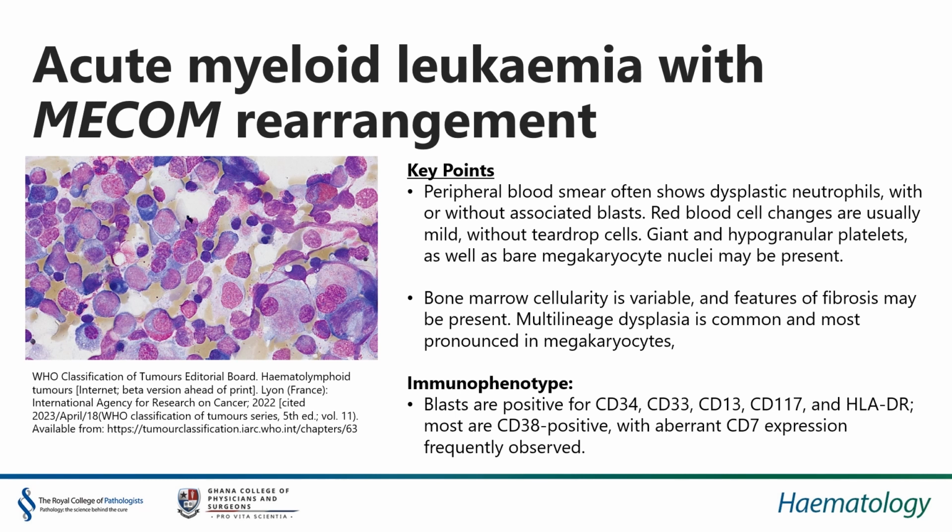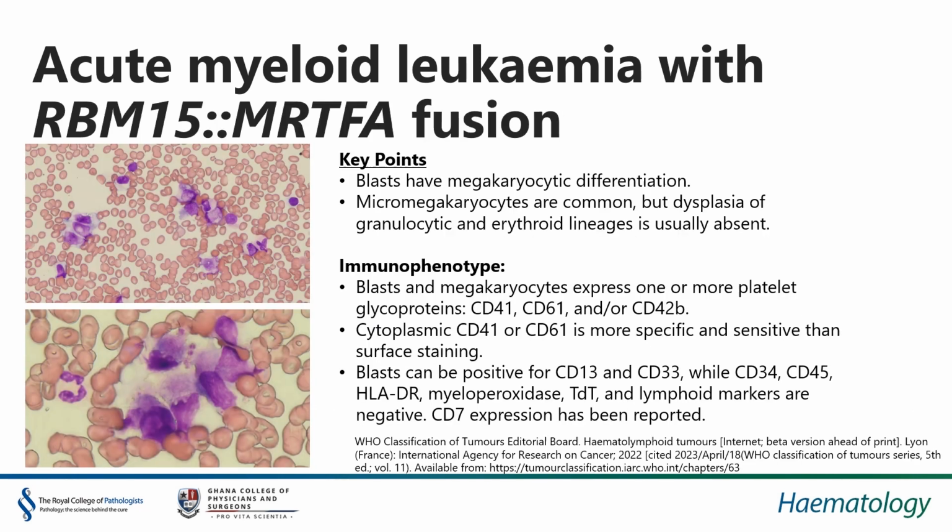So looking at AML with the RBM15::MRTFA fusion. Now, in these cases, blasts have quite a clear megakaryocytic differentiation. Now, the megakaryoblasts that you see morphologically are usually medium to large size with a round, irregular, or even a convoluted nucleus containing several nucleoli and quite fine reticular chromatin.